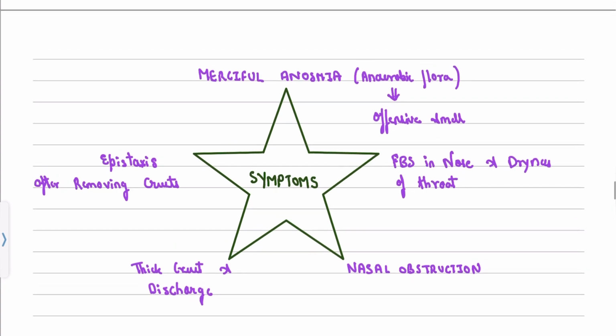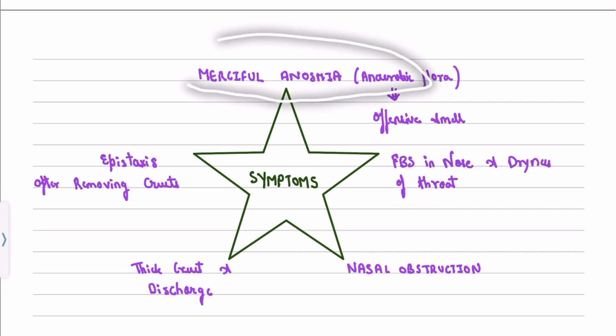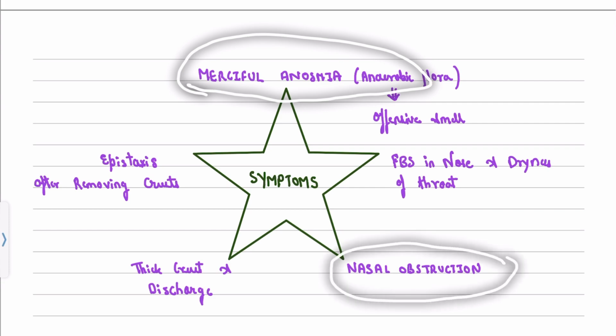And finally, the patient is going to experience a foreign body sensation in the nose and dryness of the throat as well. Now, these were all symptoms. Just remember merciful anosmia, paradoxical nasal obstruction, and when we remove these crusts, there is epistaxis.